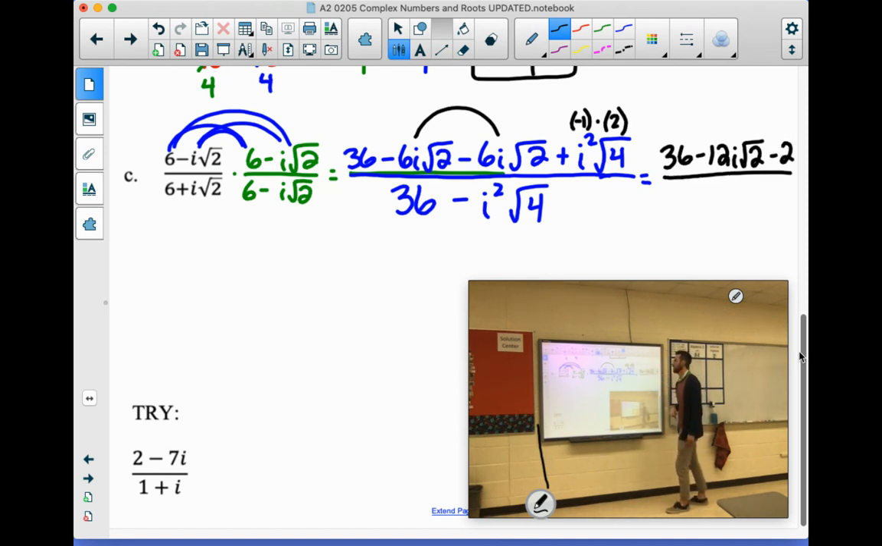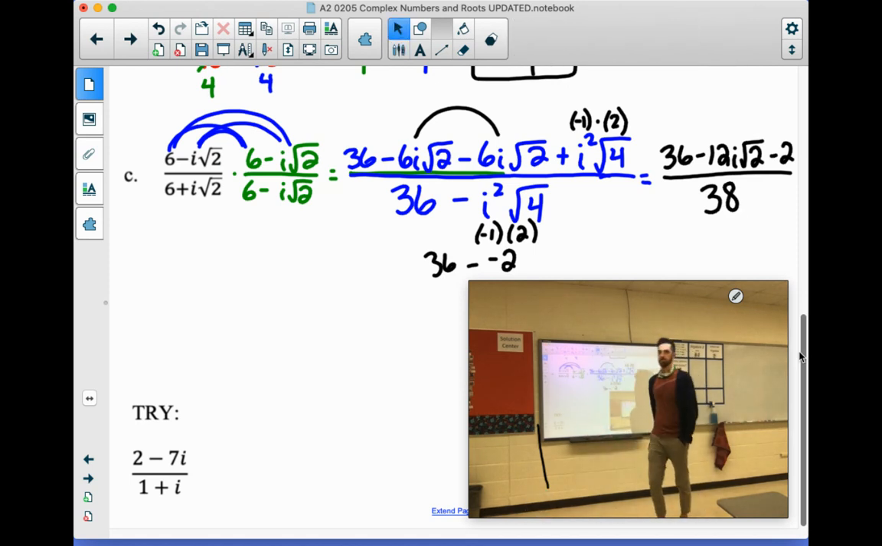Same thing here. i squared is -1. The square root of 4 is 2. So -1 times 2 is -2. So it'd be 36 minus -2, which really means 36 plus 2, which is 38. So I'm going to have to continue this one on the next video because I'm running out of time.